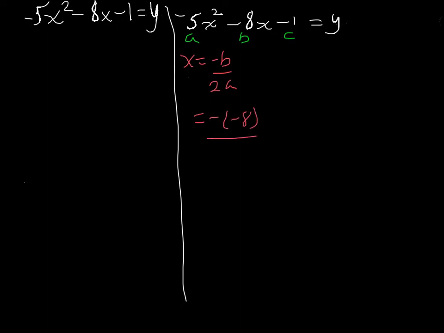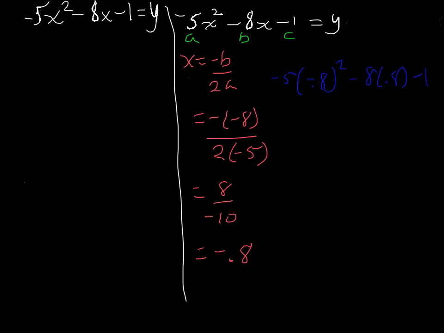and 2 times -5. So up here I get +8 over -10, which is equal to -0.8. And now I need to find my y-intercept, or my y value of the vertex. So I have -5 times -0.8 squared minus 8 times 0.8 minus 1 is equal to y.